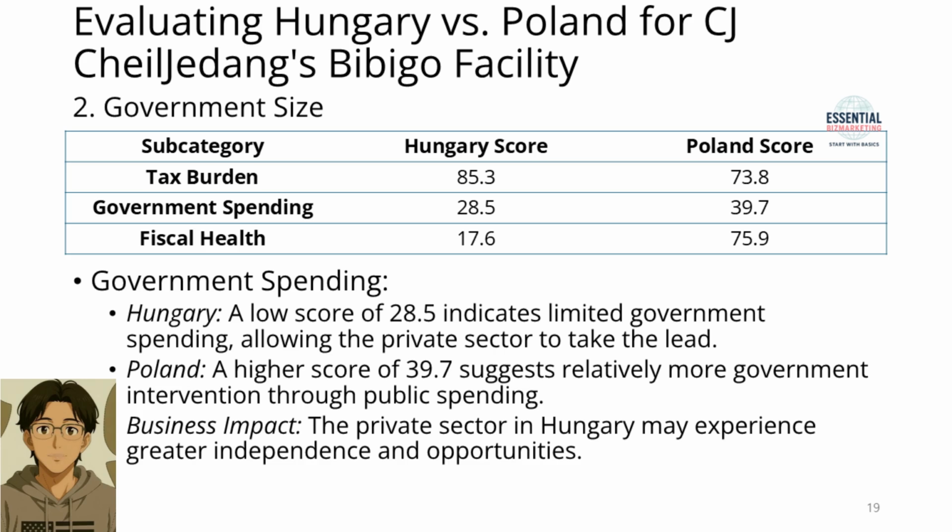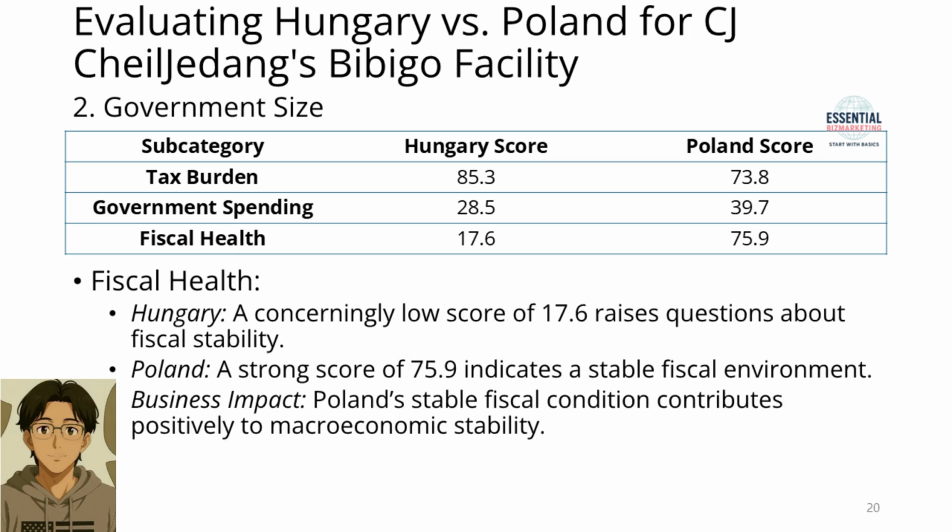Next, government spending shows a contrast. Hungary's score of 28.5 reflects limited spending and more private sector freedom. Poland's higher score of 39.7 indicates greater public sector involvement. Finally, fiscal health clearly favors Poland. Poland scored 75.9, indicating a stable macroeconomic environment. Hungary's score was only 17.6, raising concerns about fiscal stability.